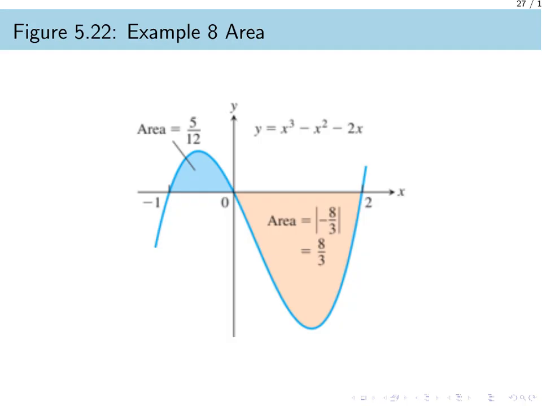This slide presents figure 5.22, illustrating the cubic function from the previous example. You can clearly see the small positive area between -1 and 0, and the larger negative region between 0 and 2. This visual confirms why splitting the integral at the zero crossing was necessary to calculate the total shaded area.